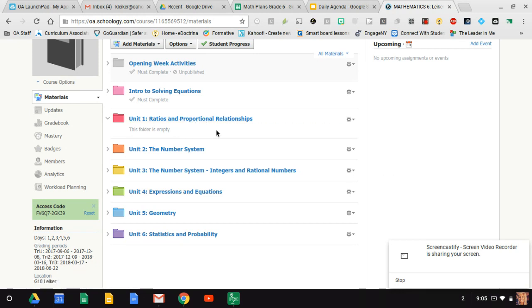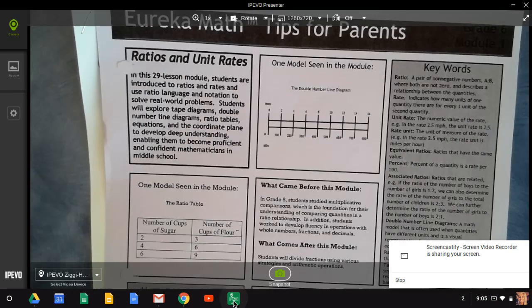This unit will probably take us into November, so we are going to be working in this unit for quite some time. And this is where we will be accessing everything. So we're going to go ahead and move on to our lesson for today.